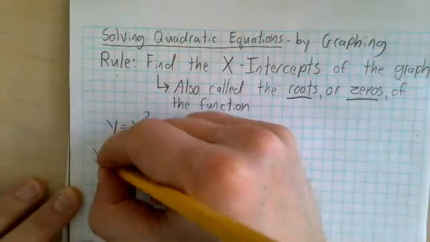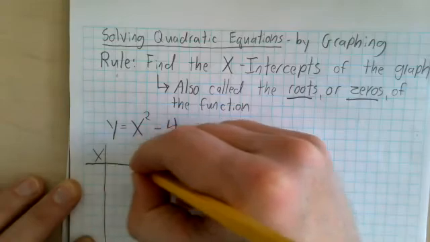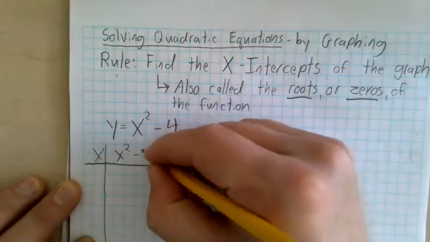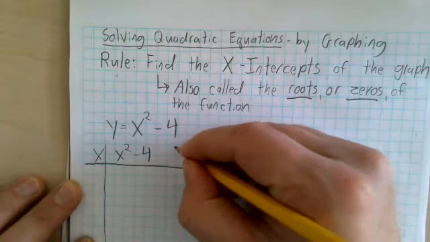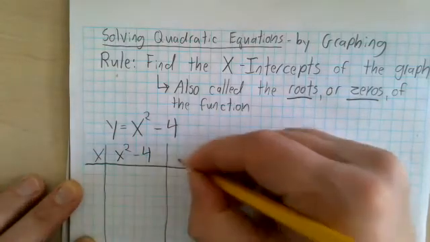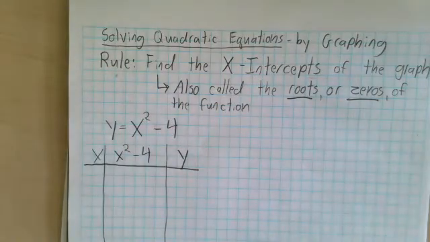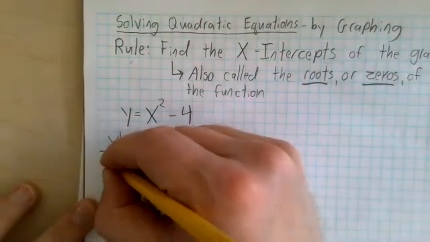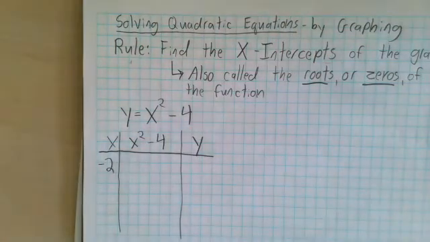We're going to do a few columns. It's going to be x squared minus 4. That's our equation. And then we're going to end up with a y term. Now, generally, we're going to do -2, -1, 0, 1, and 2.